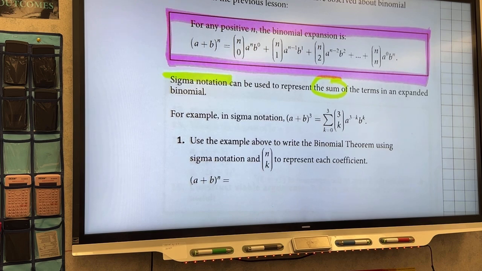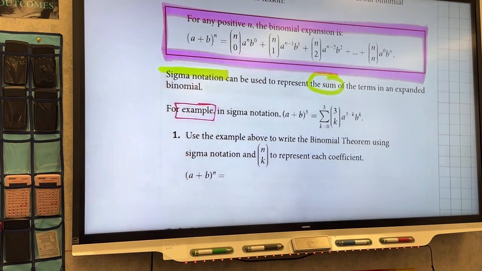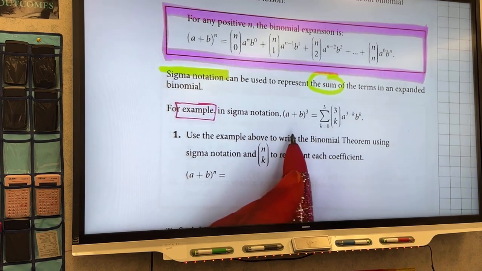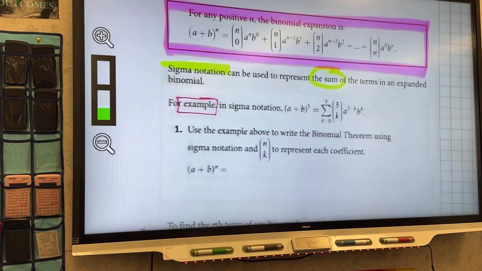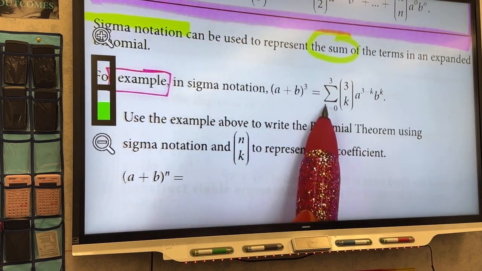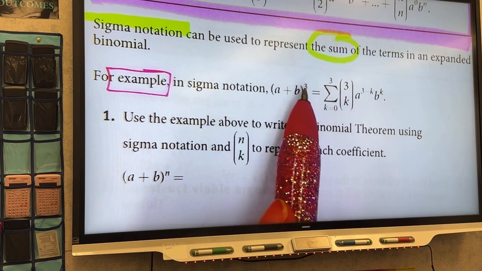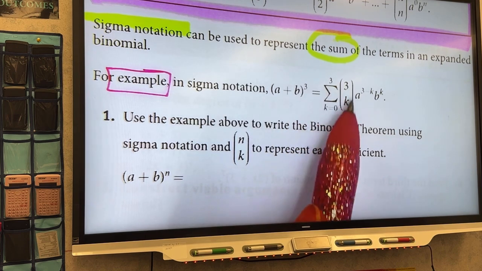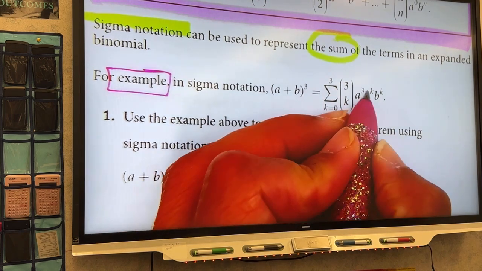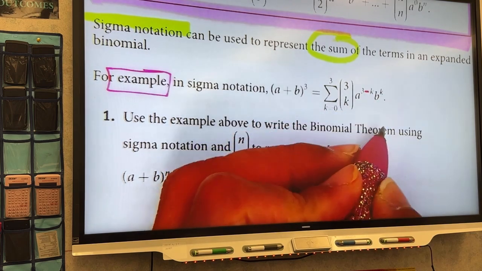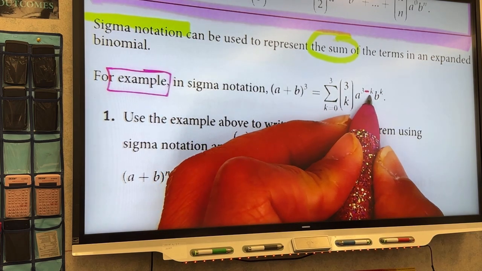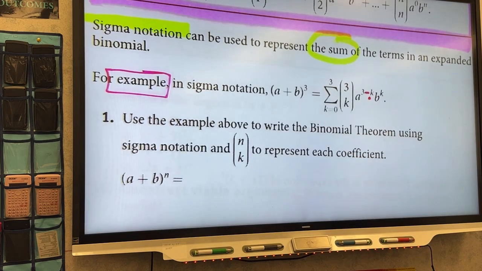So here is an example. This is not an actual formula yet, but it says, for example, in sigma notation, (a + b) to the third power. This expansion can be written as the sum of k equals 0 to 3, so the first three terms, which makes sense because it's up to the power of 3, of 3 choose k, so there's our nCr, of a to the 3 minus k, b to the k. These things are next to each other, so they don't put the dot there, but it really is there because next to means times. Okay, so that's an example of it.